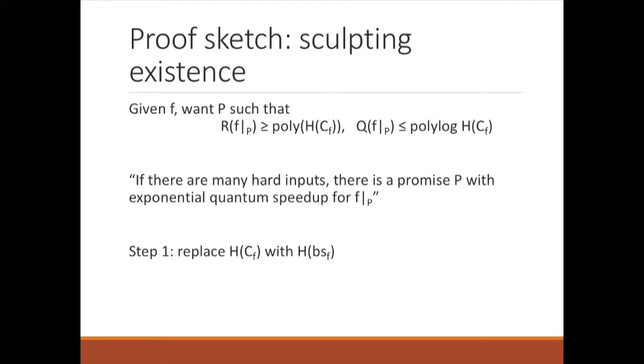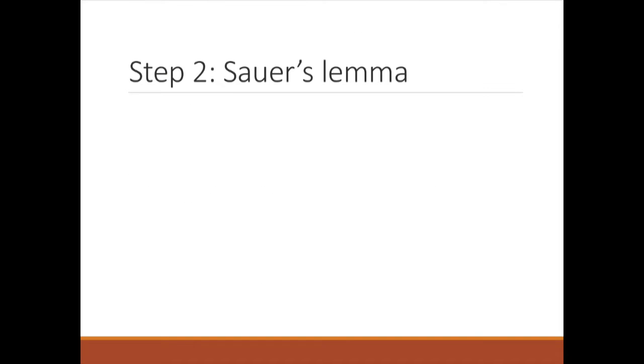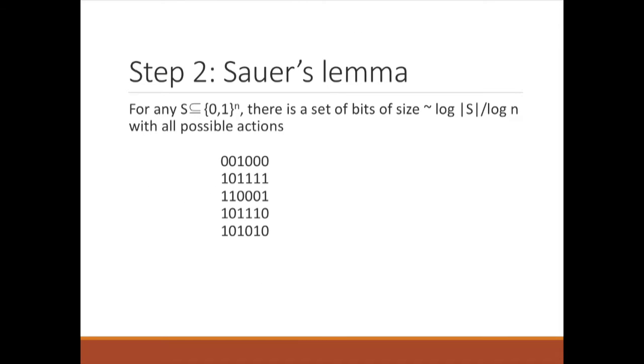So step one will be we actually don't want to use certificates. We want to use the block sensitivity thing I was talking about before. Step two is something called Sauer's lemma. I'll briefly talk about Sauer's lemma. And step three will be using a communication complexity result. So let's just very quickly look at that. Sauer's lemma is this kind of cool technique about sets of Boolean strings. It's a cool result about sets of Boolean strings that is very good to know.